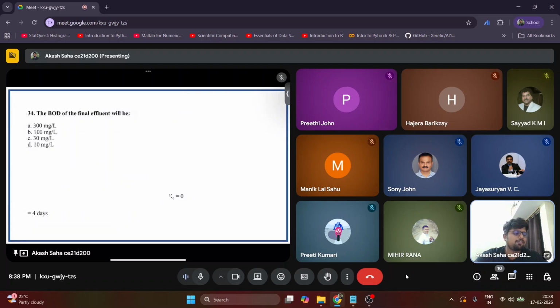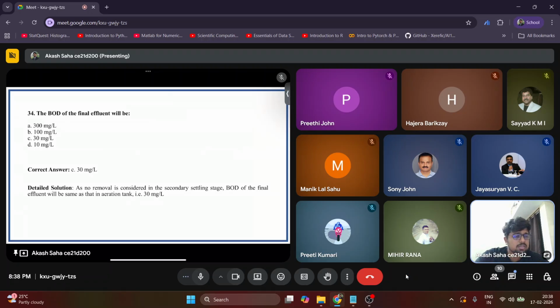Last one, what will be the effluent BOD? Effluent BOD will be the same as that of the aeration tank. As I told you, since it is a CSTR, whatever was there in the tank, the same will be coming out. So effluent BOD will be the same as the aeration tank, that is 30 milligram per liter.